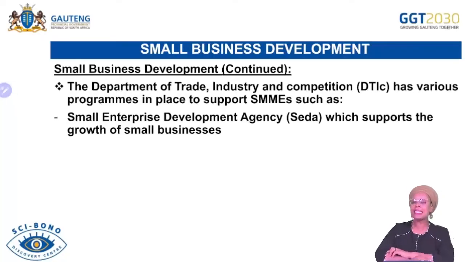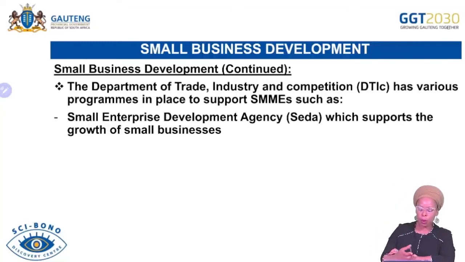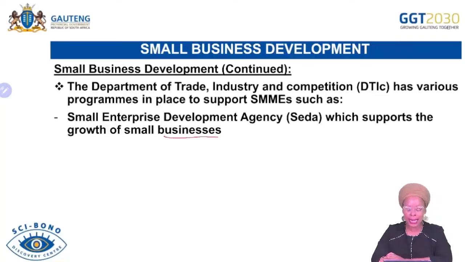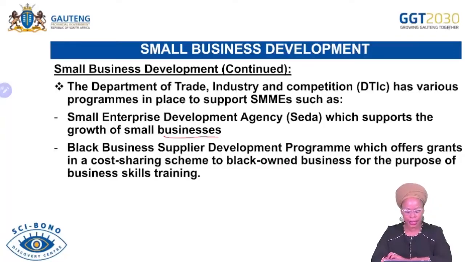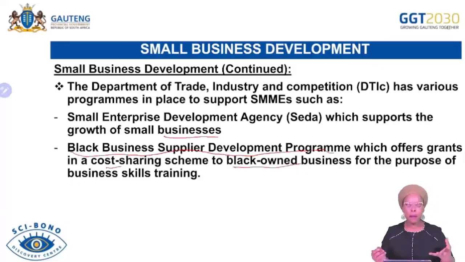So there are certain and different programs. Let's start with the CEDA one. CEDA supports small businesses. It is a program that can be accessed through the DTIC. We also have Black Business Supplier Development Program, which offers grants in a cost-sharing scheme to Black-owned businesses for the purpose of what? Skills training, business skills training.